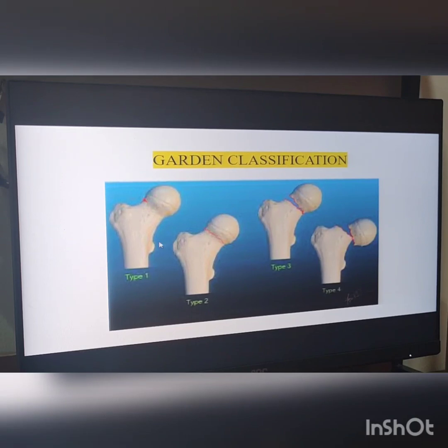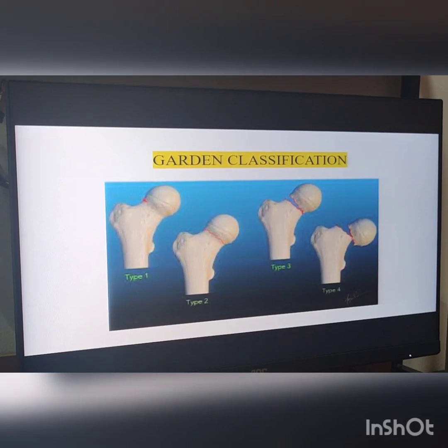Okay, what is the classification of neck of femur fracture? Here, the common classification, the easiest to understand and to apply, is the Garden classification. There are a lot of classifications for other fractures in orthopedics, like the Pauwels classification.